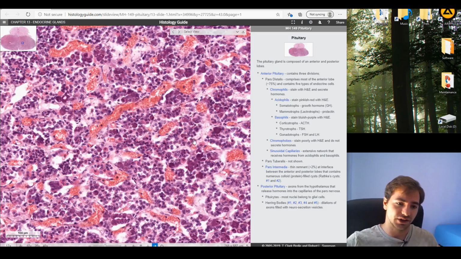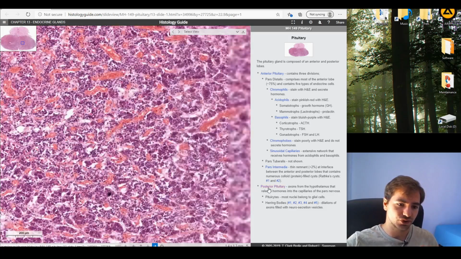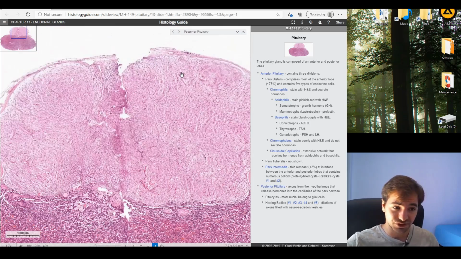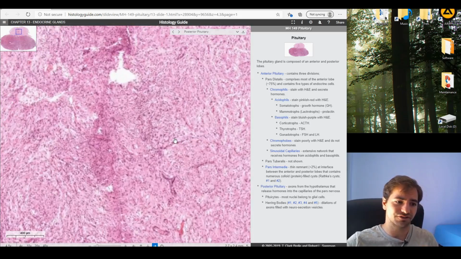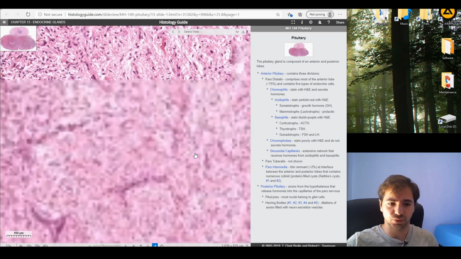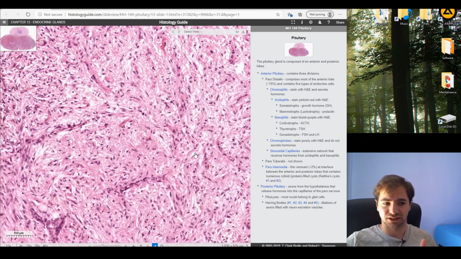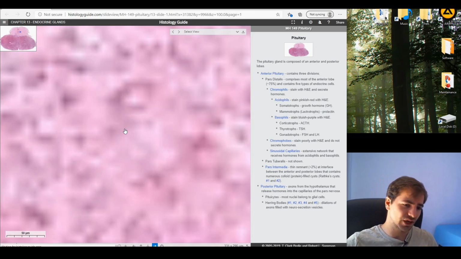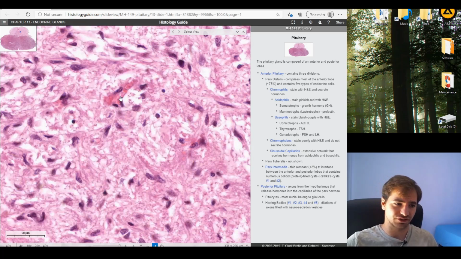Now, if we go to the posterior pituitary, we should see, again, the difference in the staining methods, importantly, and we're going to find these two different components. These are areas that are filled with axons and herring bodies. If we zoom in on this specific location, we're going to find, again, capillaries, and all of these cells are, in fact, the pituicytes. These are their nuclei, and these are specifically glial cells.